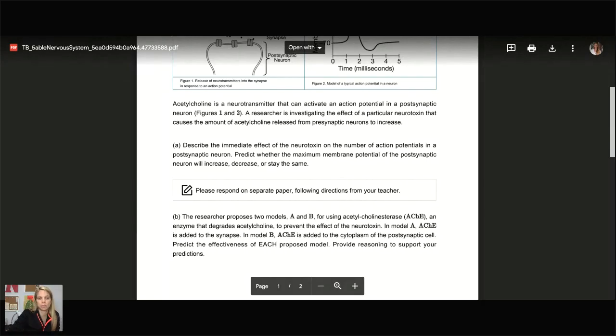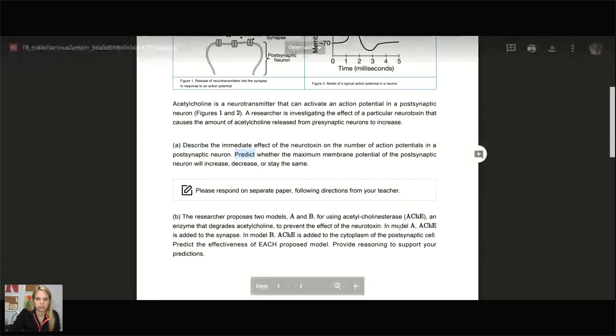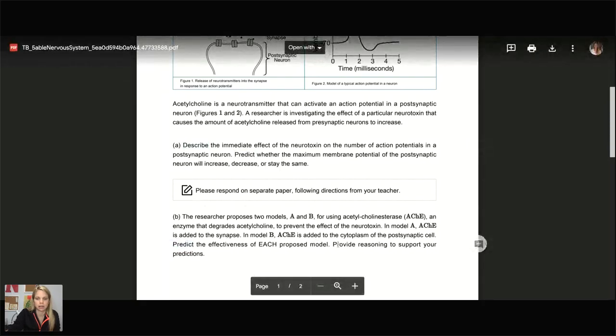Provide reasoning. There's one more. Predict. Very good. Okay, so we've got, let me highlight here: describe, predict, provide reasoning.